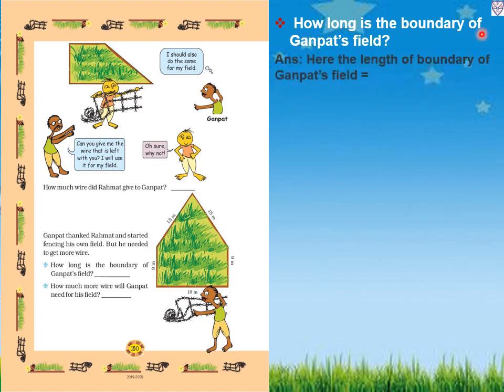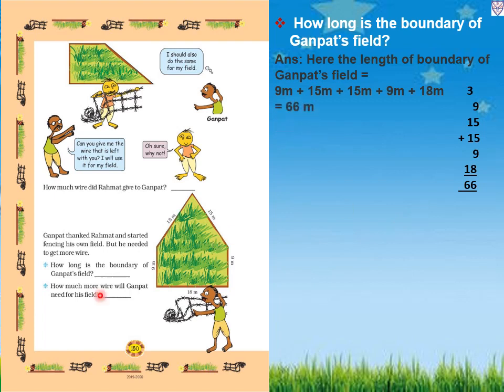So the length of the boundary of Ganpat's field equals, we have to add the measures, 15 meter plus 15 meter plus 9 meter plus 18 meter plus 9 meter. So 9 plus 5, 14. 14 plus 5, 19. 19 plus 9, 28. 28 plus 8, 36. So 6 we will write down, 3 will be carried over. 3 plus 1, 4. 4 plus 1, 5. 5 plus 1, 6. So the total length of Ganpat's field is 66 meter.